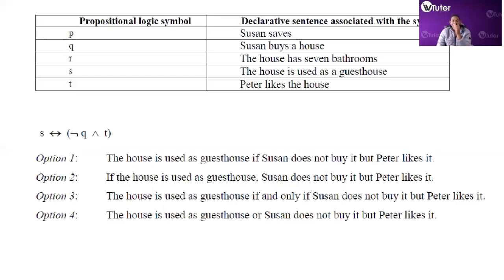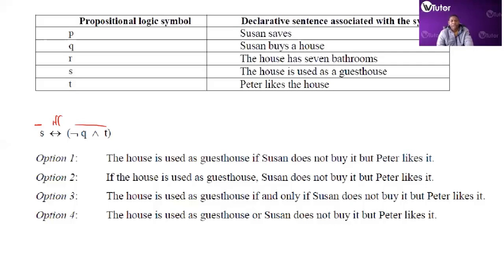Right. Then lastly, let's look at this. We have got if and only if. Then we have the left and we have the right. So not Q and T. Susan does not buy a house and Peter likes the house. So S is the house is used as a guest house. So the house is used as a guest house if and only if Susan does not buy it and Peter likes it. So we're looking for something with if and only if.